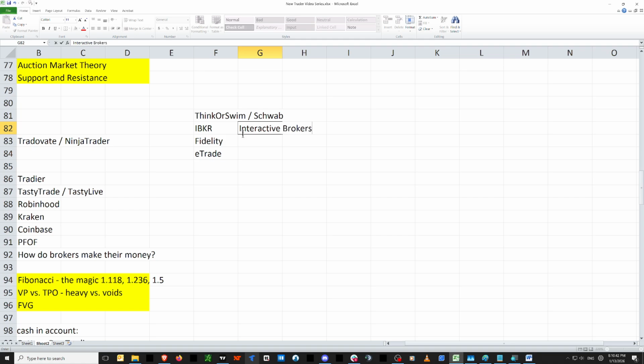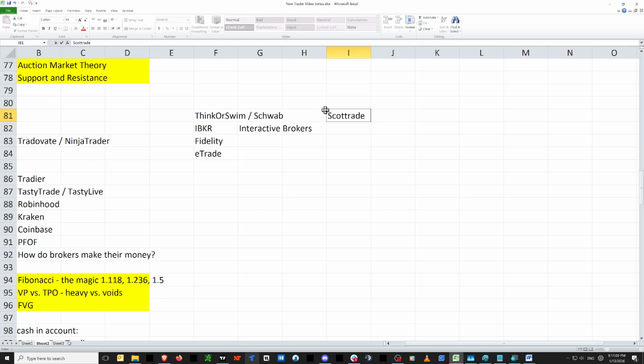Interactive Brokers, but most people call them IBKR as well. Either one works. So let's just start at the top here. There was originally a company called TD. Actually, let me go back even further.